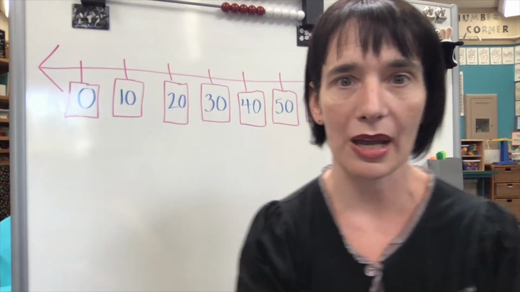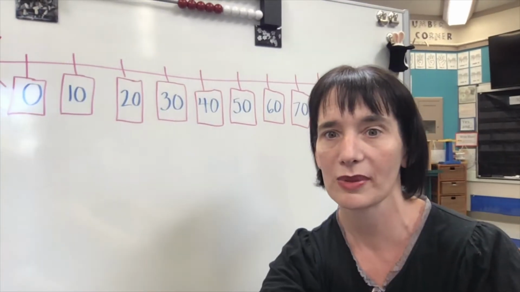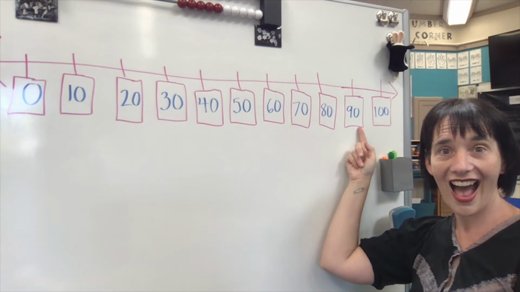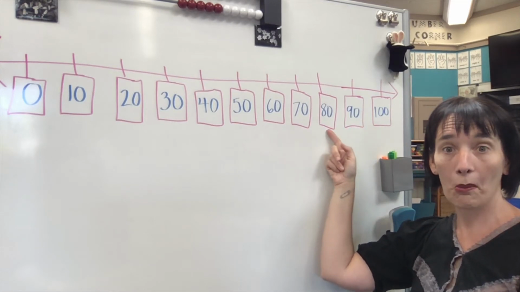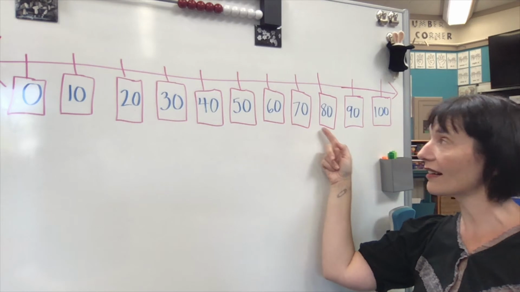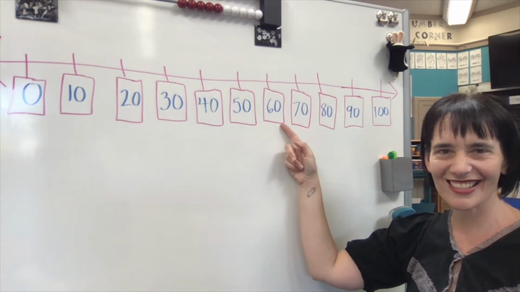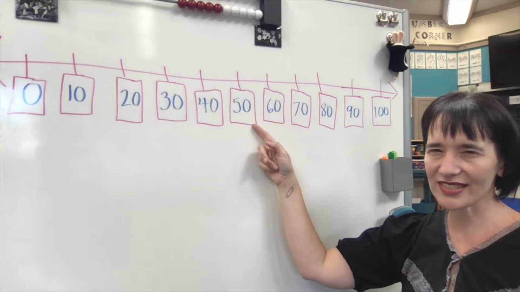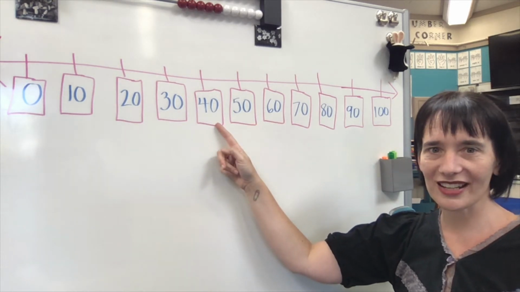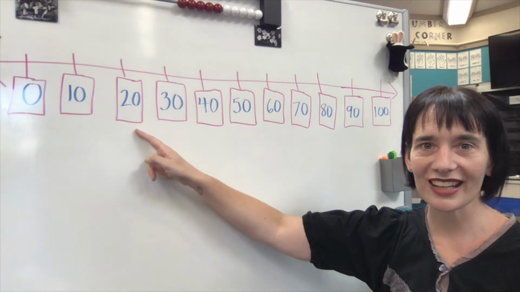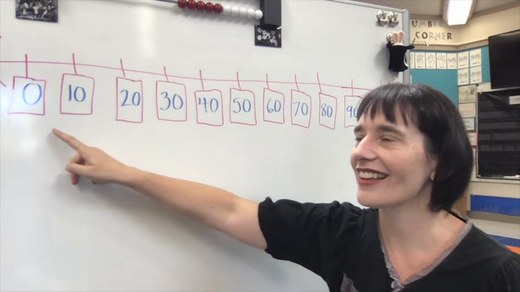Can we do it going backwards? Oh my gosh, here we go. Let's start at 100, 90, 80, 70, 60, 50, 40, 30, 20, 10, 0. Good job.